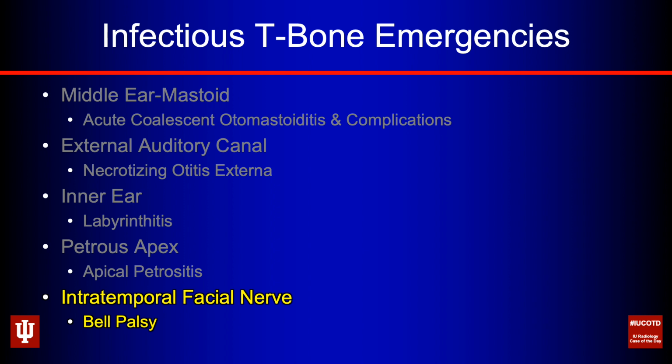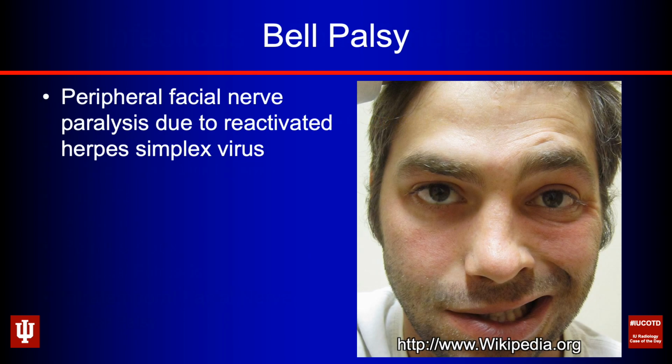All right, so the next infectious etiology that we're going to talk about is Bell palsy, and that's going to involve the intratemporal segment of the facial nerve. So these patients will present with a peripheral facial nerve paralysis due to reactivation of the herpes simplex virus. That's sort of the catalyst here.